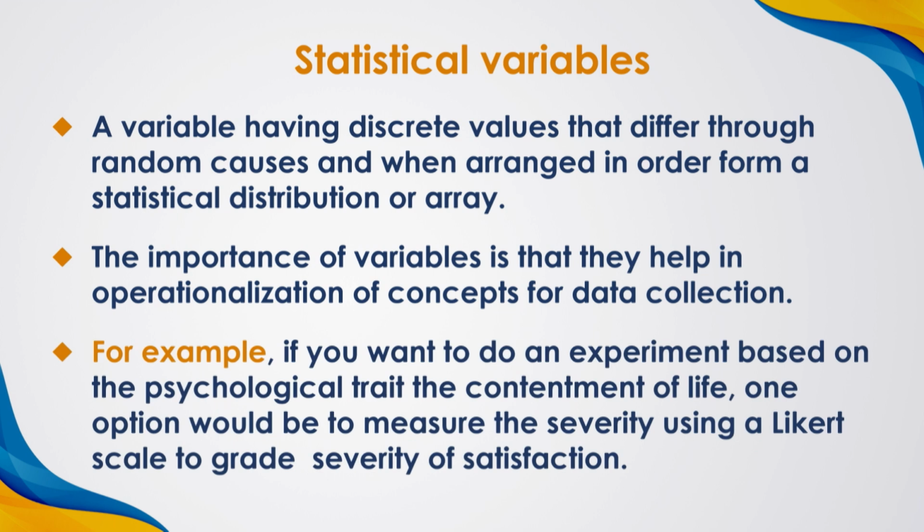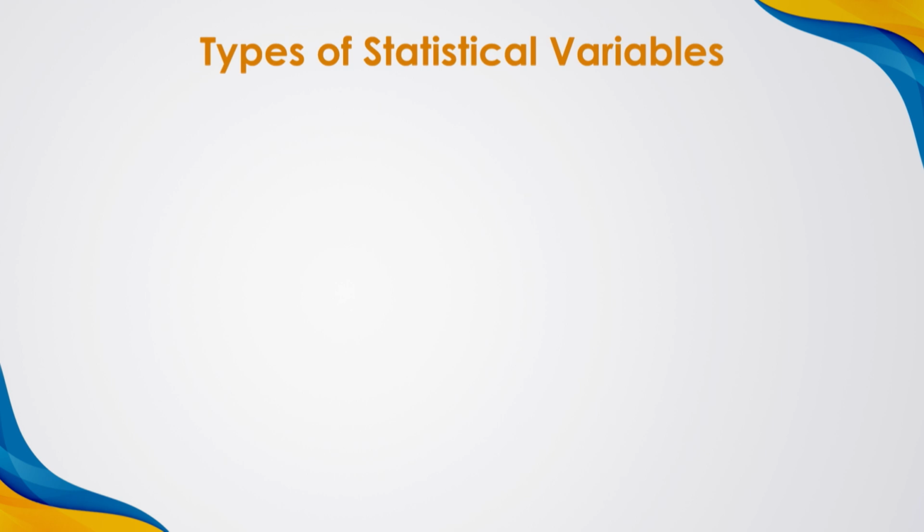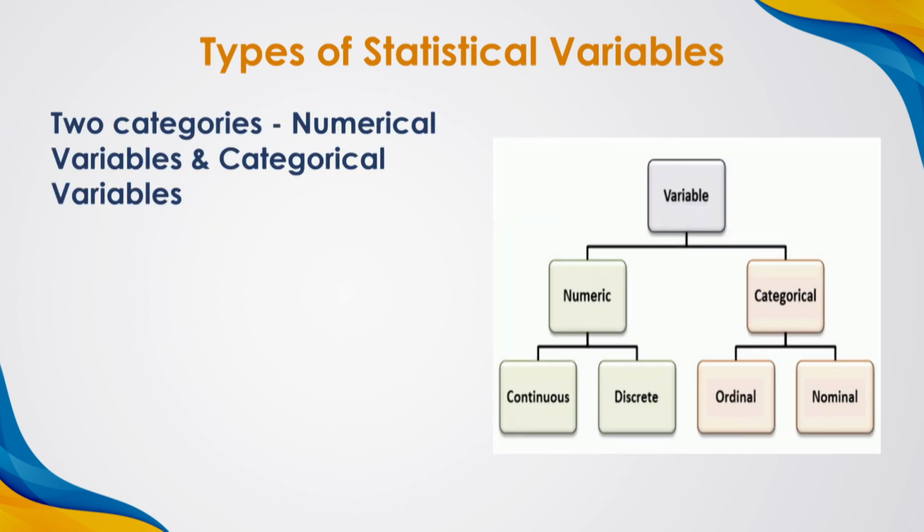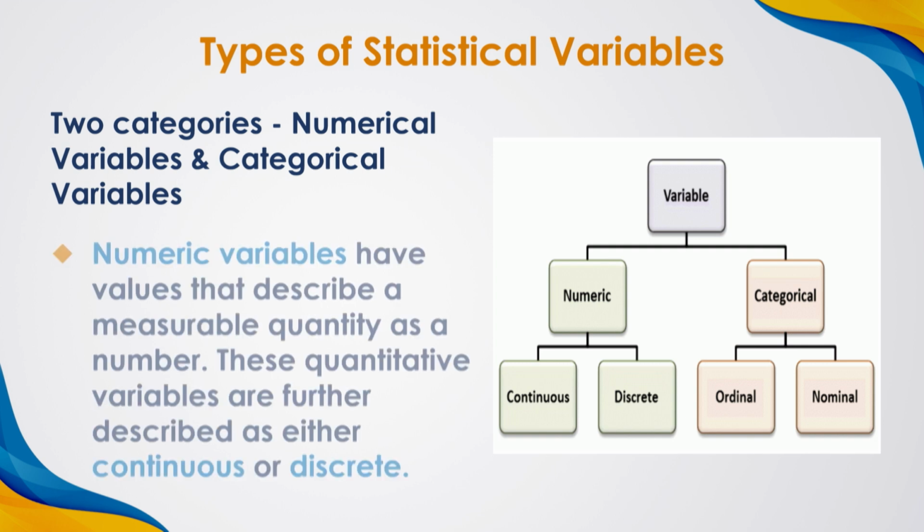For example, if you want to do an experiment based on the psychological trait, the contentment of life, one option would be to measure the severity using a Likert scale to grade severity of satisfaction. Coming to the types of statistical variables, there are basically two categories. One is numeric, another is categorical.